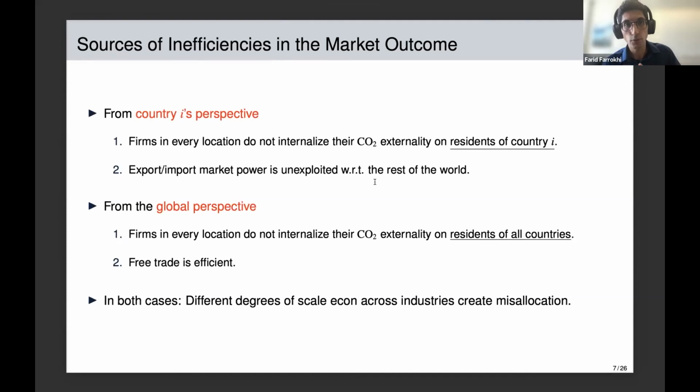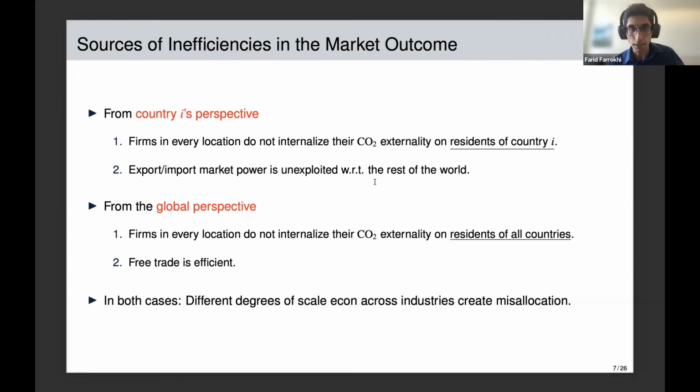Now, let me walk you through the sources of inefficiencies and the way we are going to think about instruments of policy and objective functions in this framework. For that, it matters whether we are thinking about the market outcome unilaterally from one country's perspective or from the global perspective, which was also an important theme in the previous paper. Here, from country I's perspective, let me call it the home country, firms in every location, in home or abroad, do not internalize their CO2 externality on residents of the home country. And the government of the home country is only caring about residents of the home country. In addition, export and import market power remains unexploited with respect to the rest of the world, which provides some rationale for terms of trade manipulation.